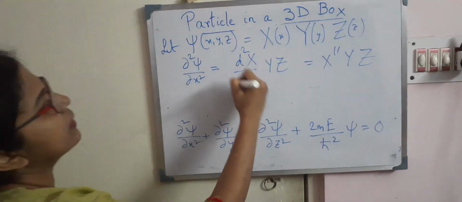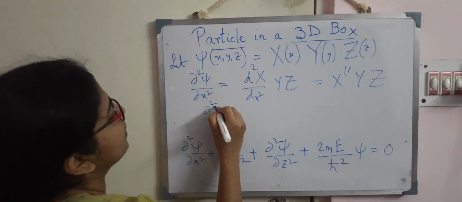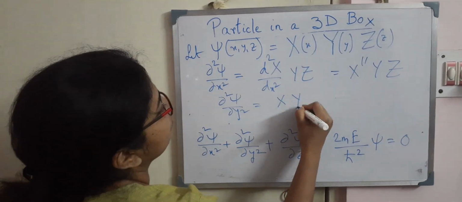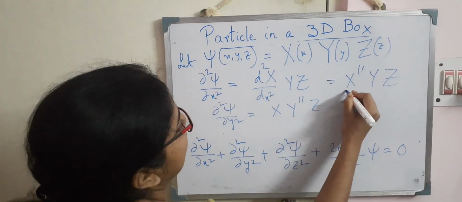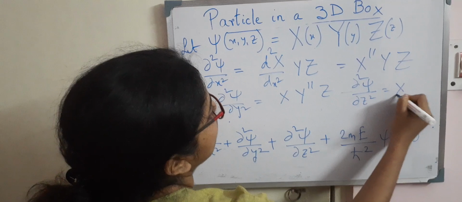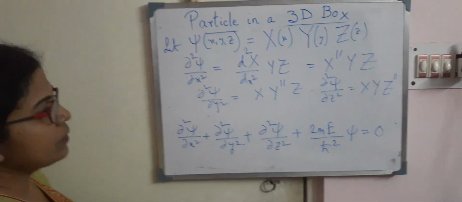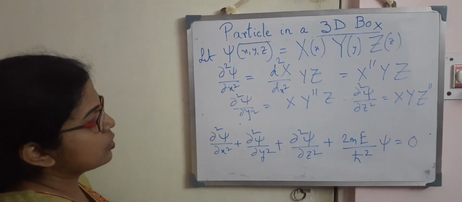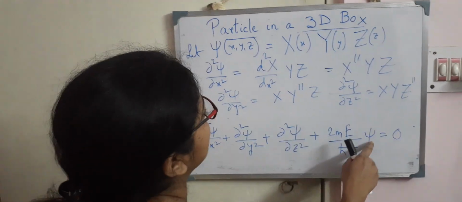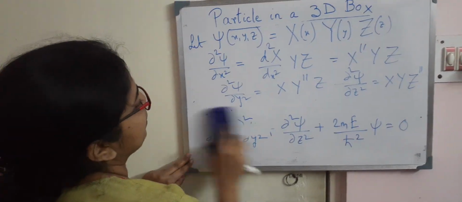Double prime here indicates this double differentiation. So similarly, del 2 xi del y square will be equal to x y double prime z, and del 2 xi del z square will be equal to x y z double prime. So now what we will do, we will just put these expressions back in this equation, and in place of xi we will put x y z and see how it looks like.